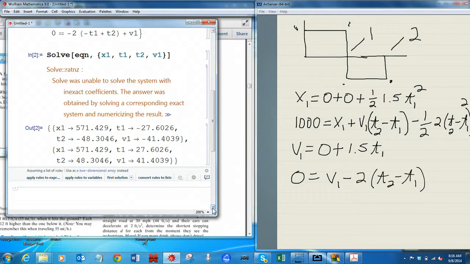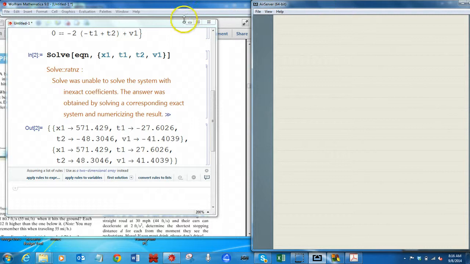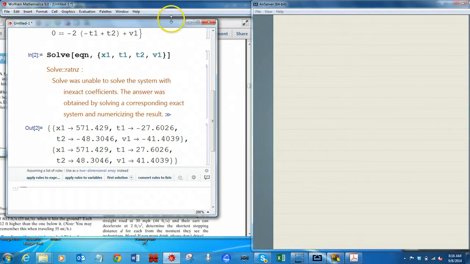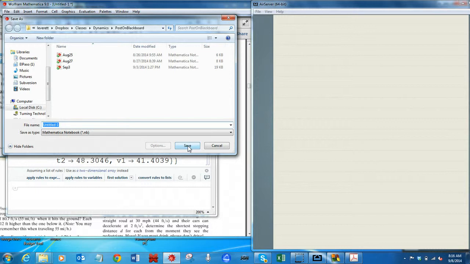Okay. The next thing is very similar, but we're going to be using different coordinates. These are called tangent and normal, and cylindrical. Let me save this math file before I screw something up. This is September 8th.